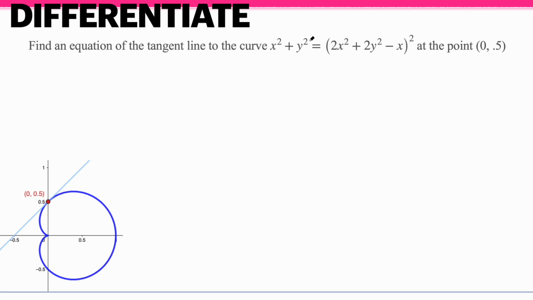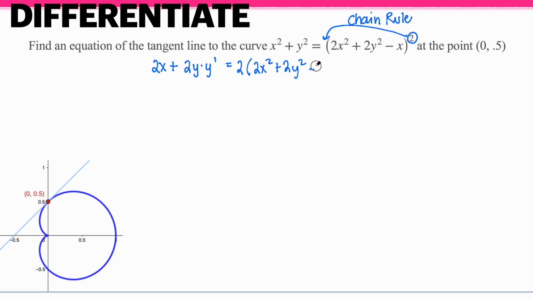Okay. Let's start with the left side. Derivative of x squared is 2x. Derivative of y squared is 2y, but we also had to take the derivative of y, which is y prime. Now this is chain rule, which means I'm going to take the exponent, bring it down front, rewrite everything, and then 2 minus 1 is just 1 or nothing.